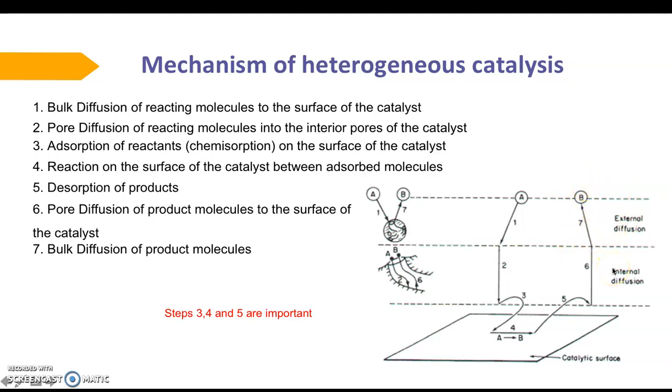In this chapter 1, you will see that steps 3, 4, and 5 are the important part. Then chapter 2, which is chapter 11 in your textbook, will discuss specifically the external diffusion, while chapter 12 or chapter 2 discusses internal diffusion.